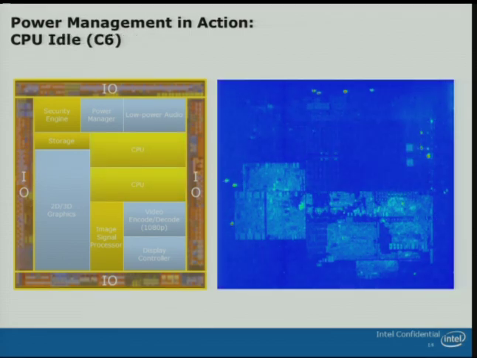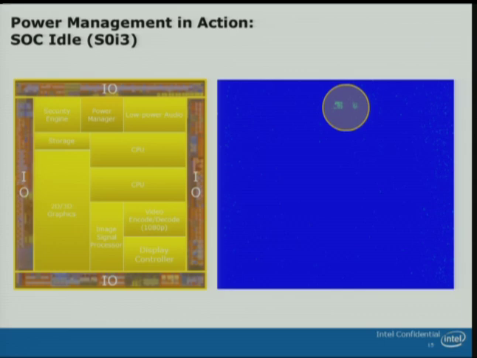This shows the CPU is idle, and you see a very small portion of the CPU on just to save some state. And we go into the SoC idle, which is the lowest power state for the SoC. And on the SoC, you can see only a small portion of the SoC is glowing.